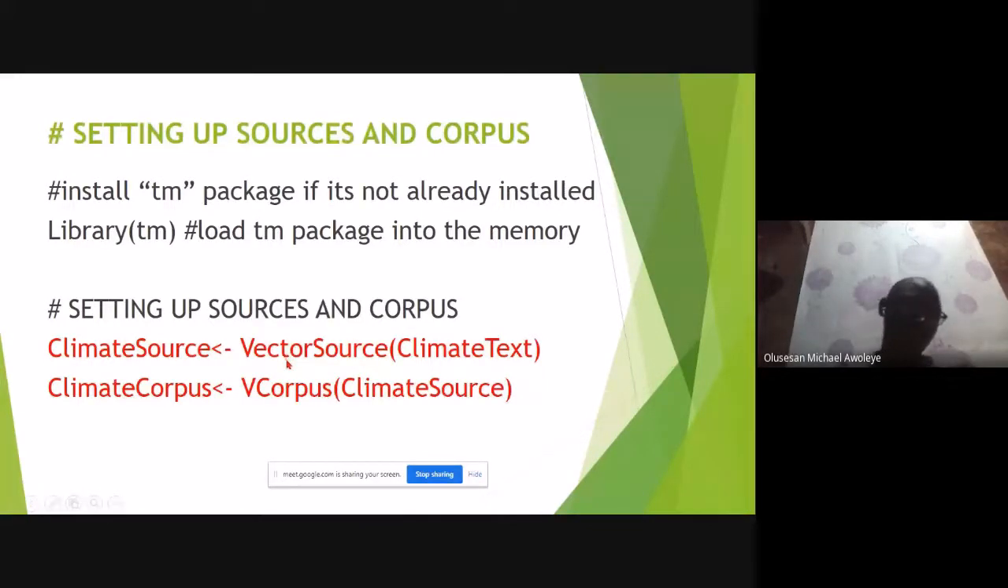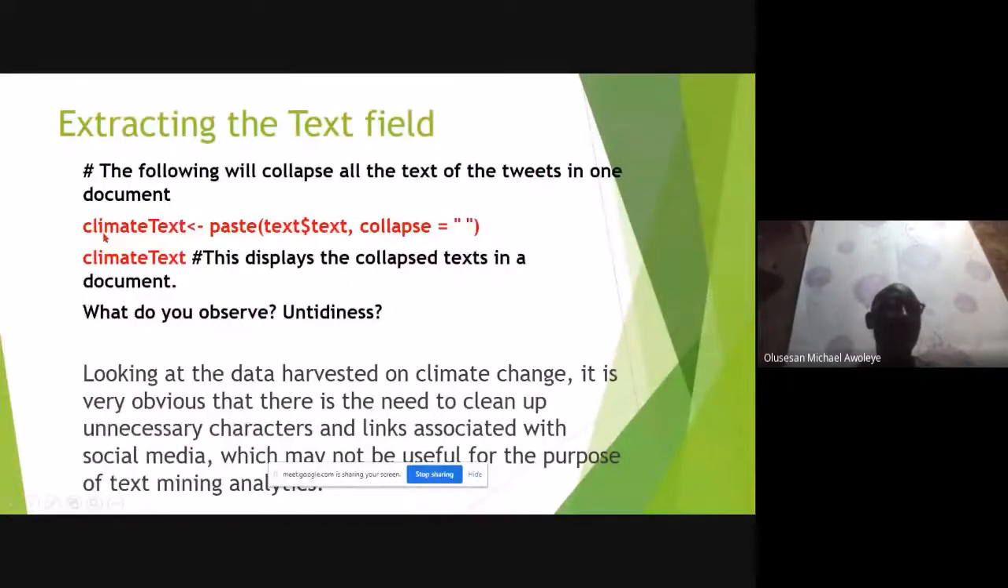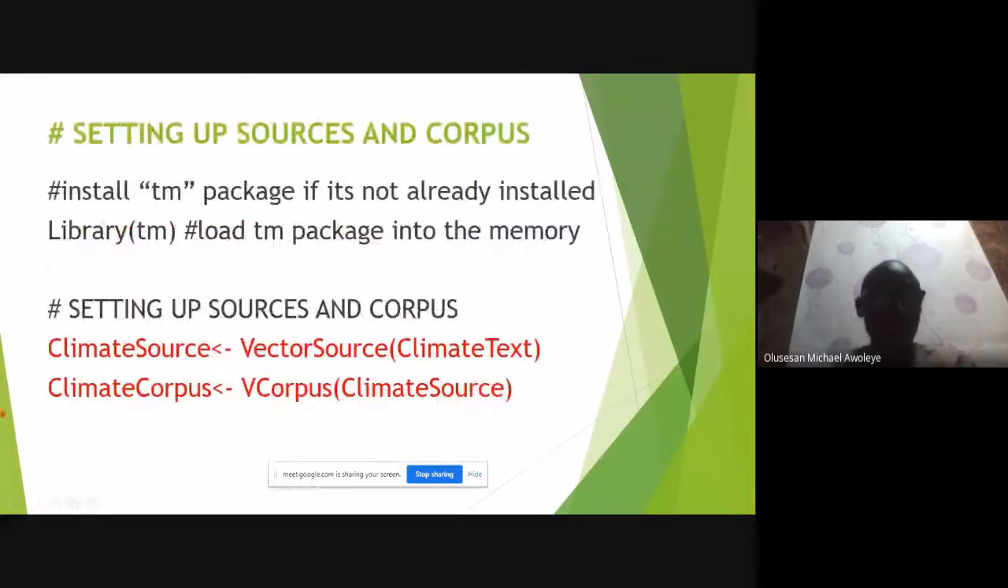And how do you know whether a function is activated or not? When you are typing it in your console, as you are typing it, it automatically brings it up. As you just type vector S to bring the rest of it up, you can accept it, which means you can see it already in your R. So our climate text, which is the object we have created previously, is coming from where we stored the collapsed text. That is what we want to put in a source now, and this is the command for that.